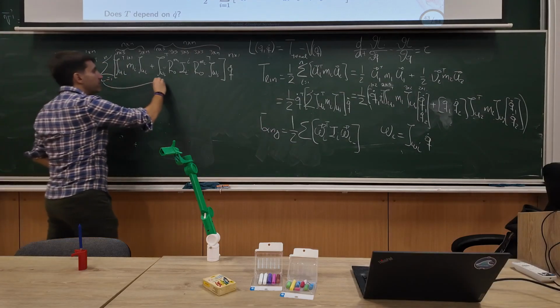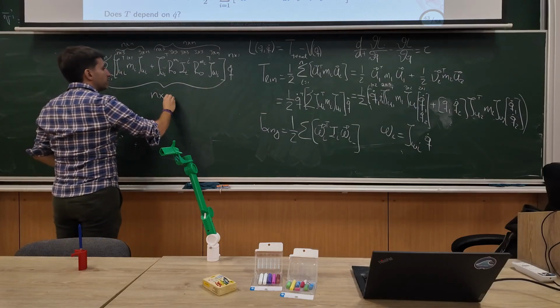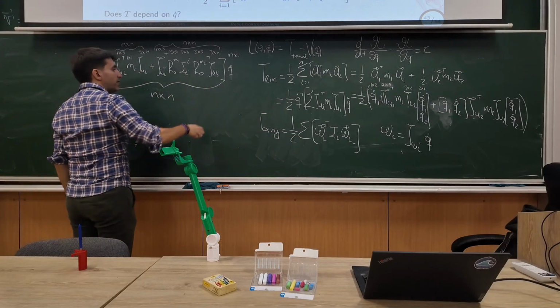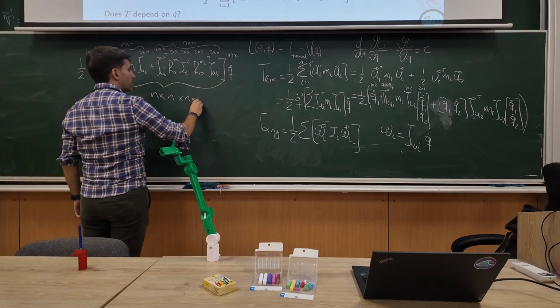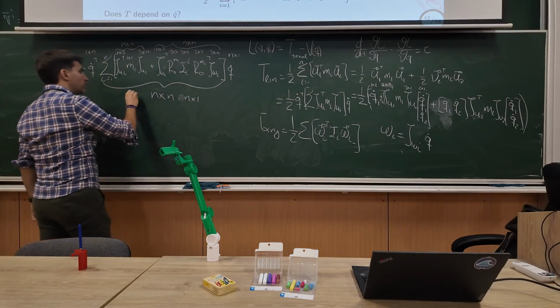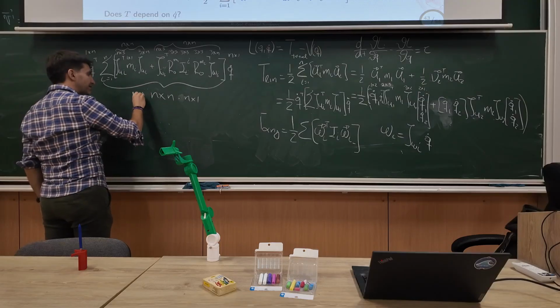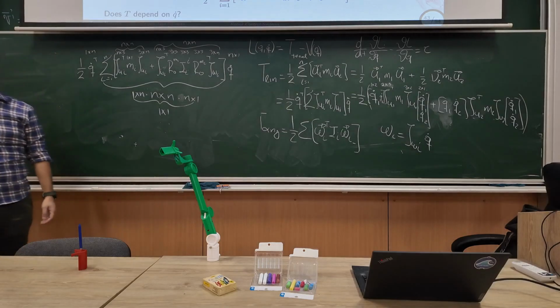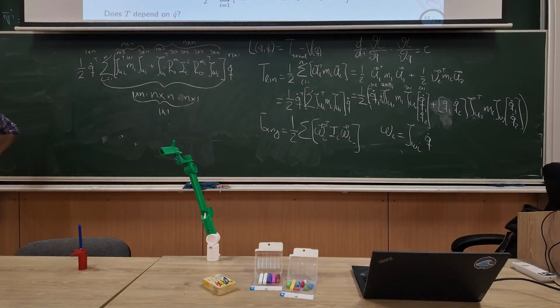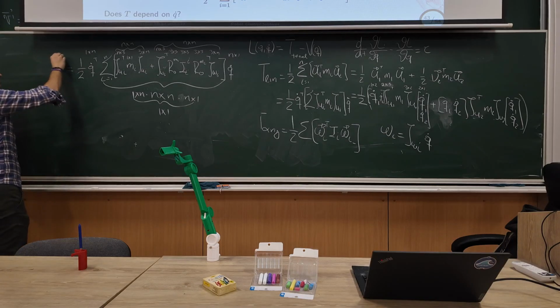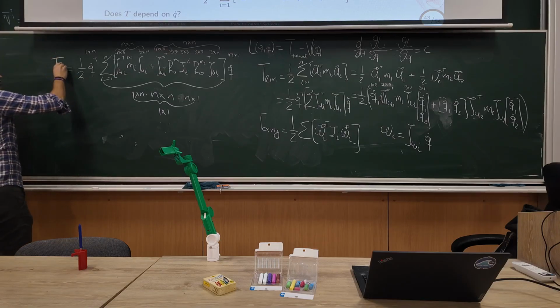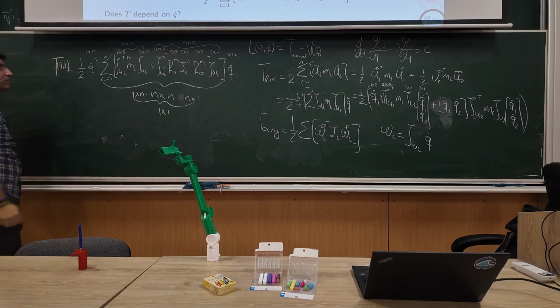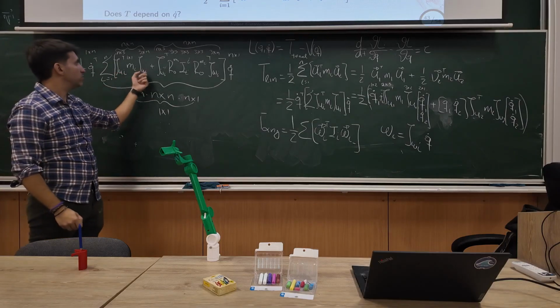So the result will be n by n, multiplied from the right by n by 1, times 1 by n. The result will be a scalar. Right, so kinetic energy is a scalar. That's correct. And it's a function of q and q dot, because we have q dots there and then we have q's in the Jacobians.